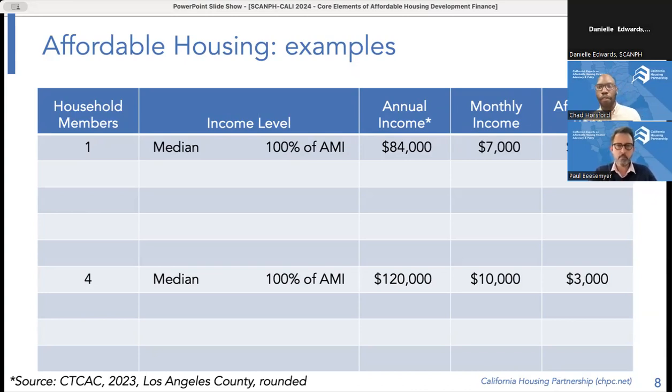That's pretty good if you think about one person within LA County. For a household of four people, using the same 30% threshold, that means an affordable rent for them is anything up to $3,000 a month.